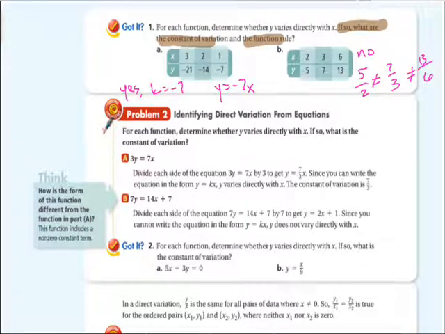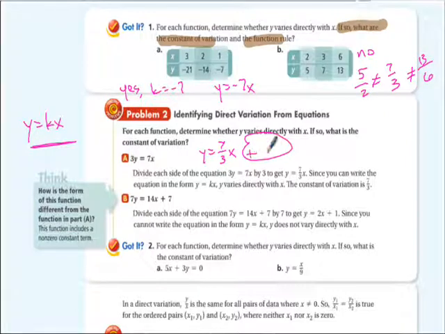Okay, so for each function, determine whether y varies directly with x. If so, what is the constant? So from an equation, basically, can you get it in the form y equals kx? Can you use your algebra skills to get it in this form? All right, if we take this one, we divide both sides by 3, we get y equals 7/3 x. Is 7/3 an ugly number? Sure it is, but let's not judge it by its cover. Maybe it's got a great personality. Either way, there's nothing after here plus b. There's no y-intercept, and because there's not, that is a direct variation, and the k is 7/3.